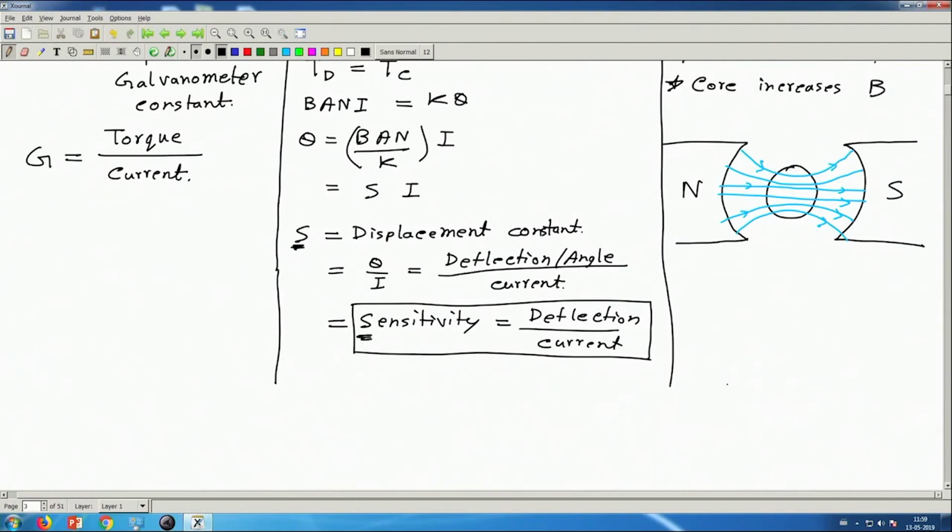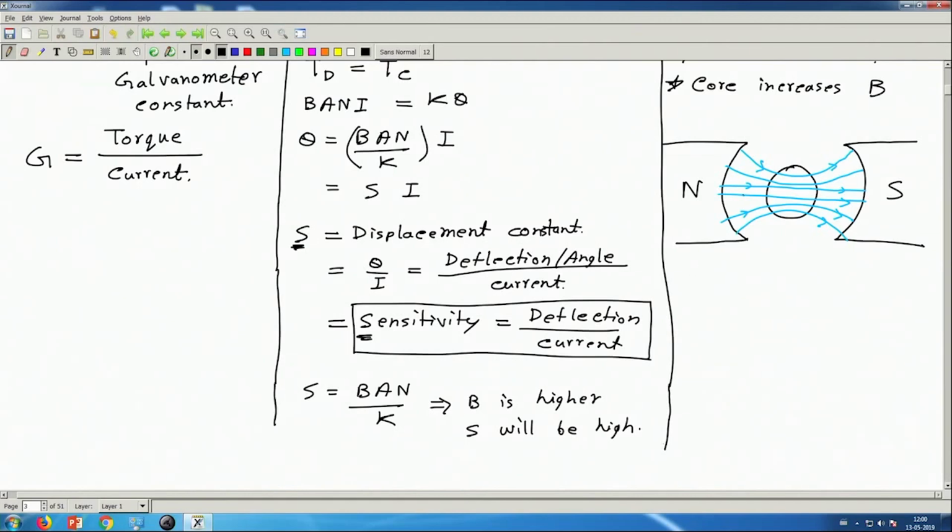So, if we have a higher value of B, then if you see the expression for S, it is BAn by K. So, if B is higher, then sensitivity will be higher. Okay. So, you will have a more sensitive instrument.